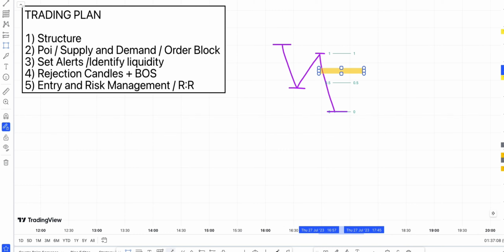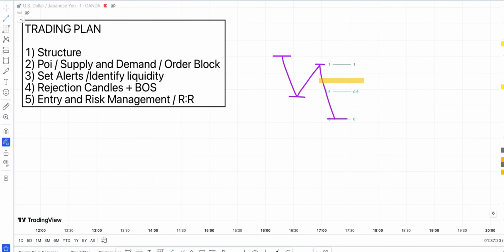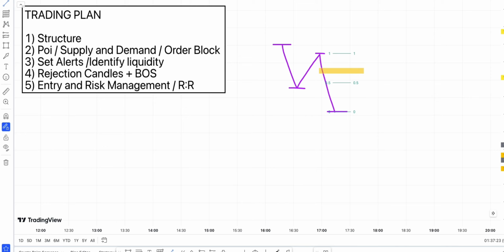After you identify the area you're interested in, looking for a setup and for price to respect and reject off of, what you're going to do next is set an alert. You're going to set an alert right before the yellow box on TradingView, so it can let you know when price is getting there. You will also identify liquidity. Usually when it's going back to your area, it will do a little retail movement, all this little movement, and then let's say it hits your alert. So you set your alert and identify liquidity. This is the third step, remember.